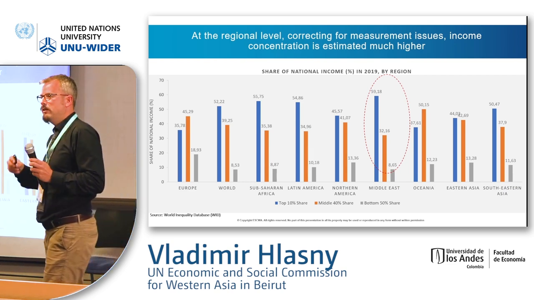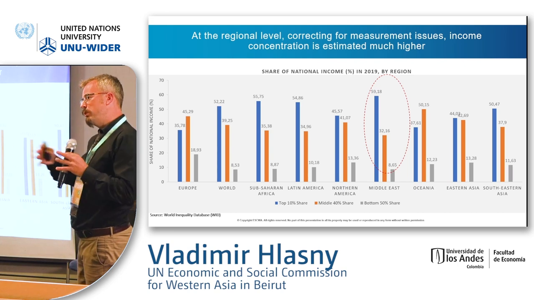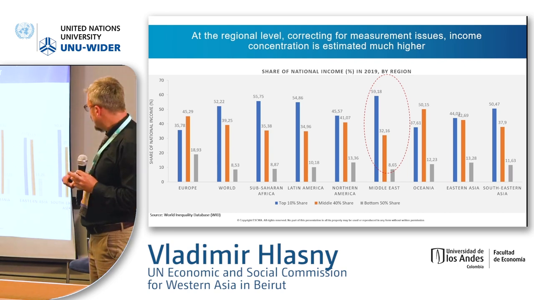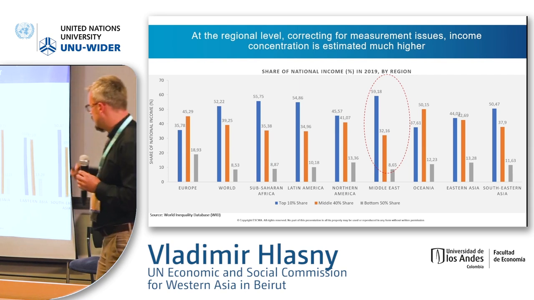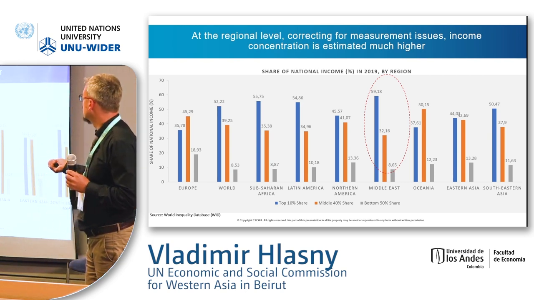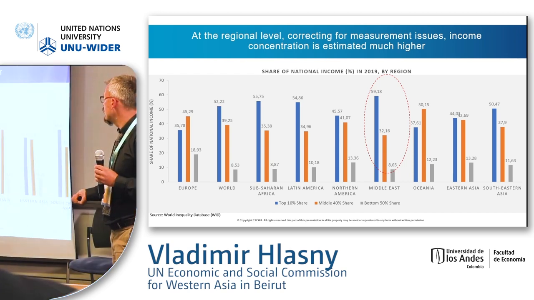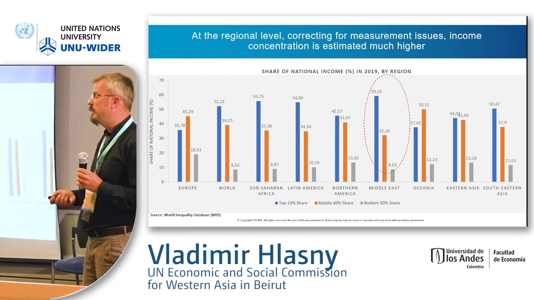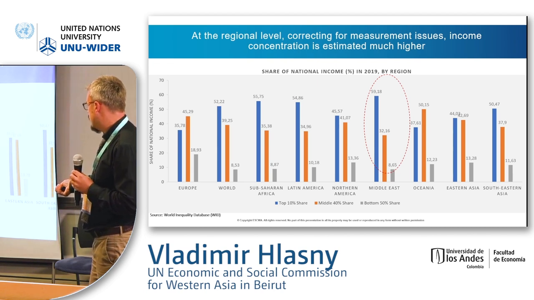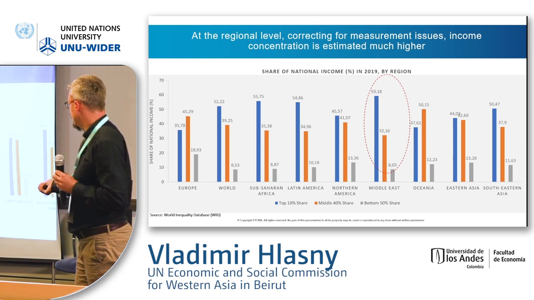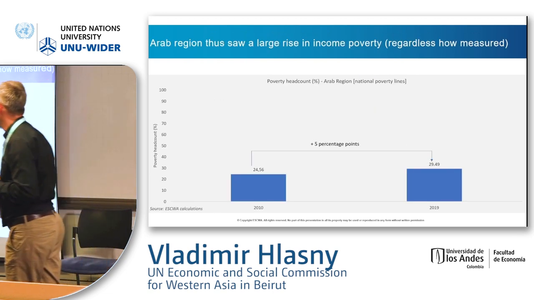If we take the Arab region as one country, and we account for both within-country and between-country inequalities, we get very different levels of inequality. In that case, the top 10% share of incomes in the region becomes almost 60%, and only 8.7% goes to the bottom half of the region's population. If we compare across world regions, we see that the Arab region is the outlier here. We have the smallest share going to the bottom 50%, and the highest share going to the top 10%.